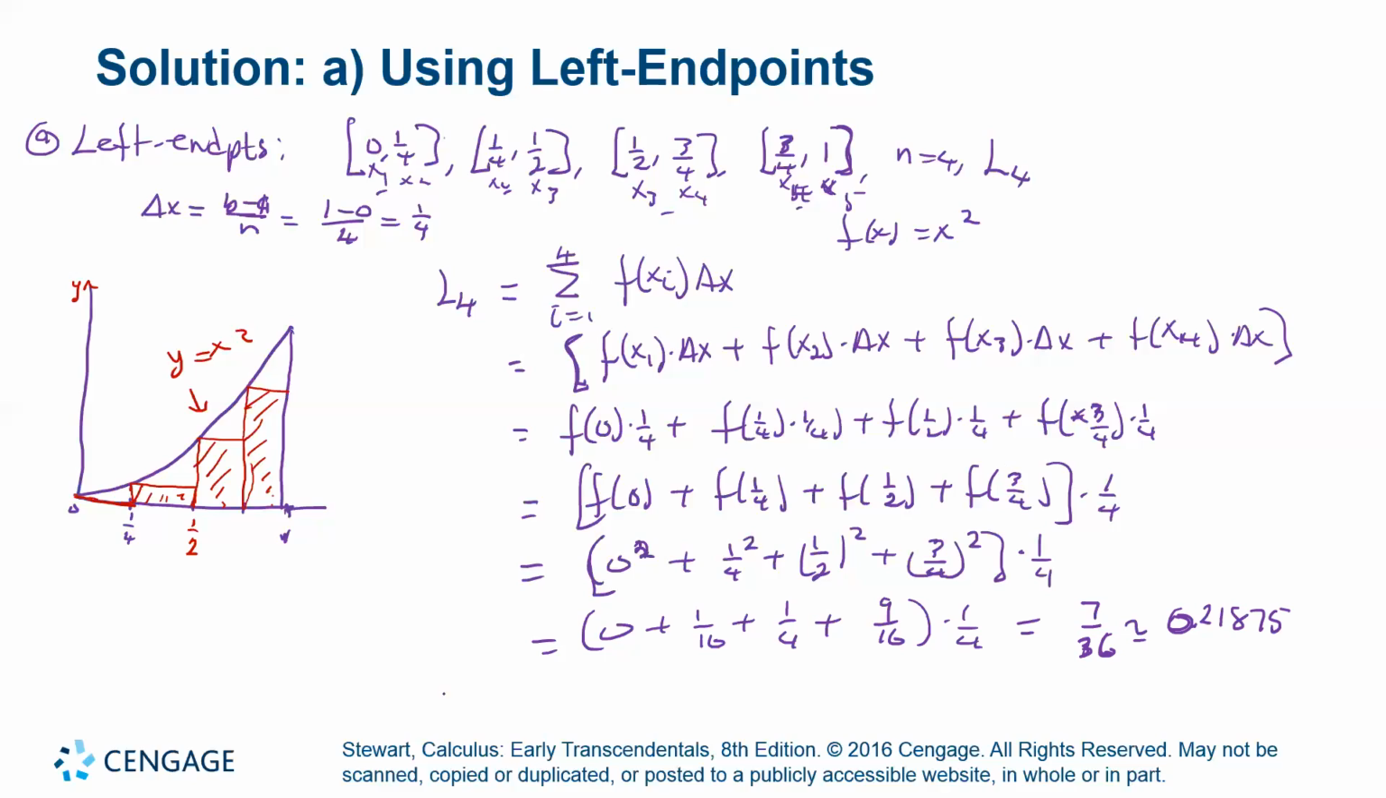Now, look at the diagrams, the rectangles. You see that it underestimates the area if the function is increasing. So we say that L4 underestimates the area. This is for when f is increasing.